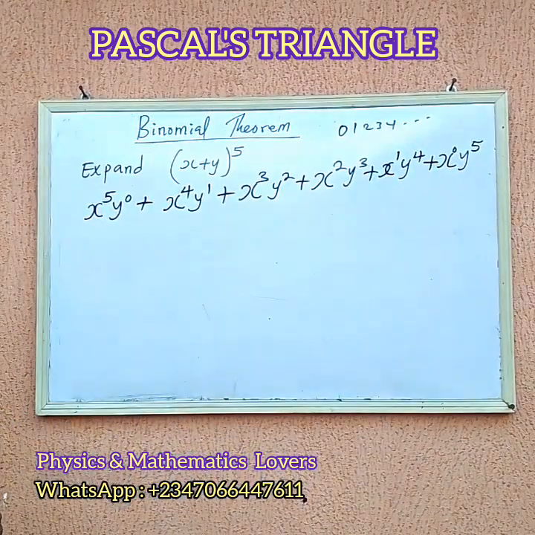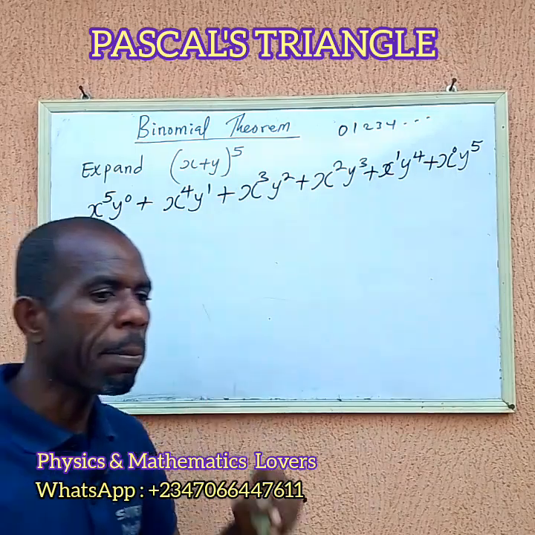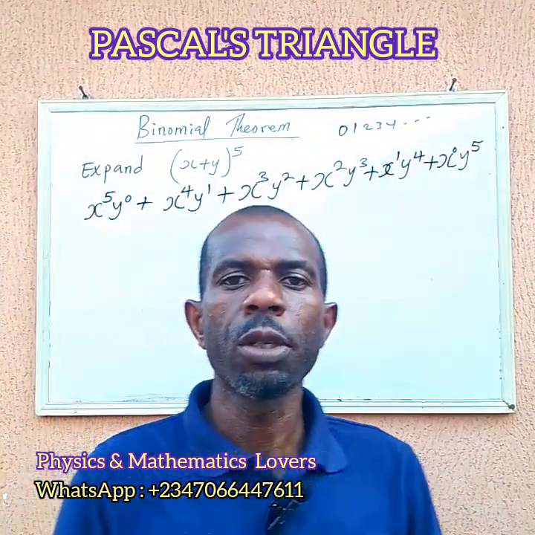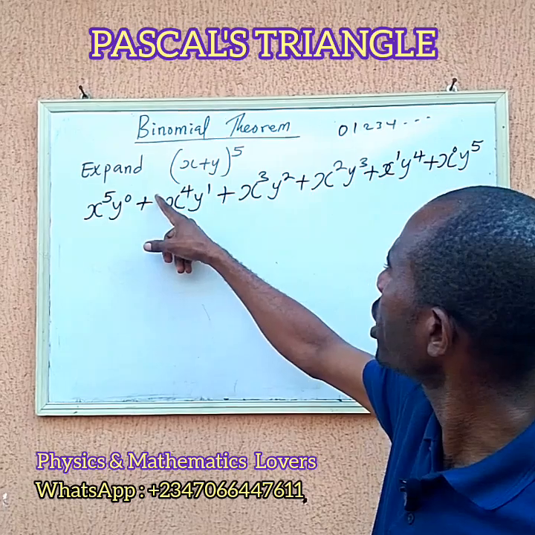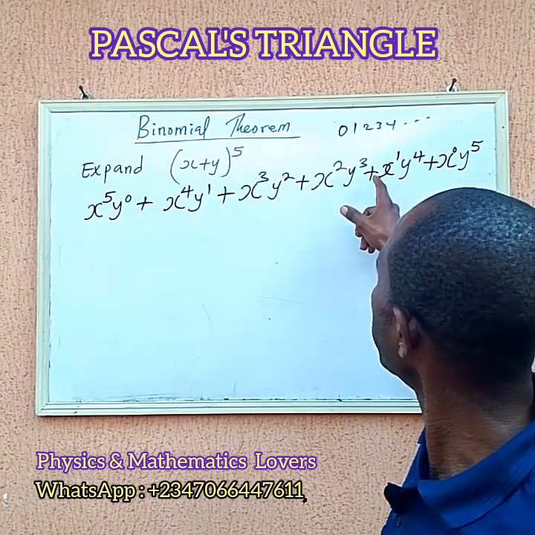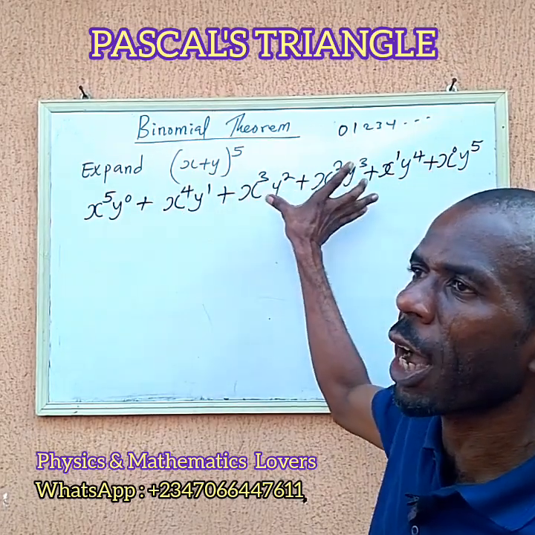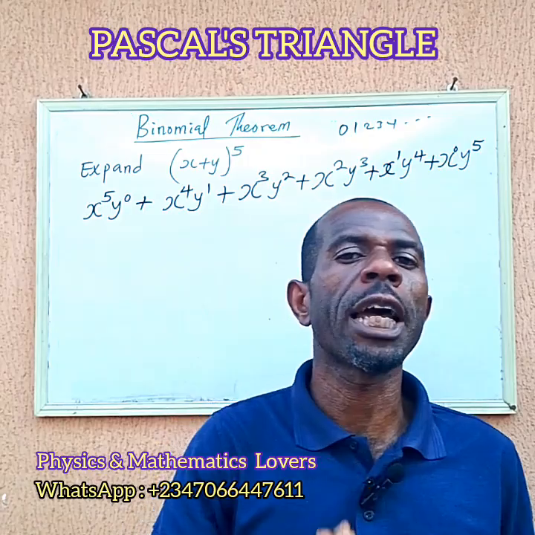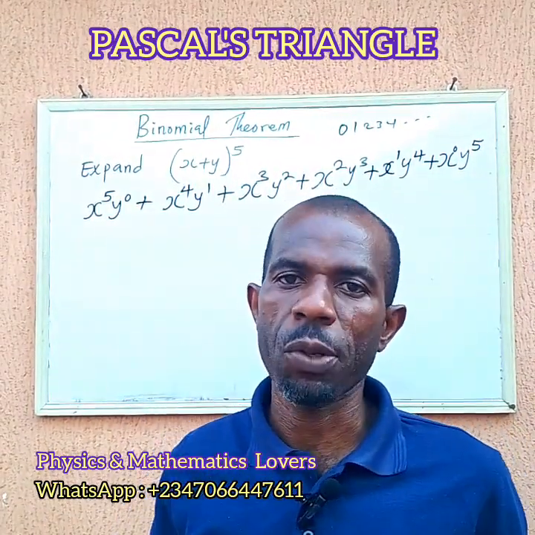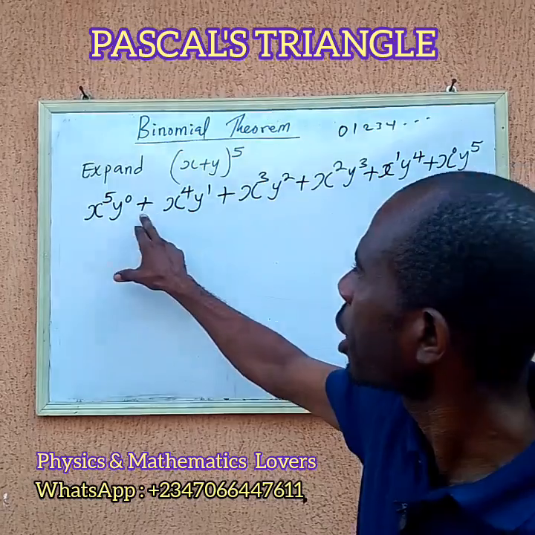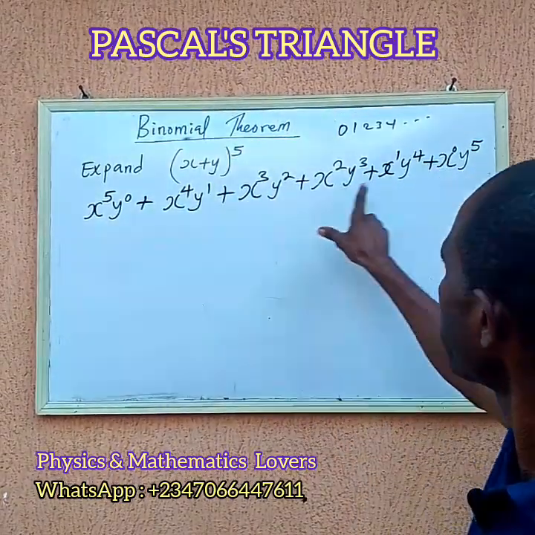So now, having this at the back of our mind, how do we then know the coefficient of each term? There has to be a coefficient for each term. So since we already know how the expansion is going to look, that is why Pascal triangle is very important. We are going to use Pascal triangle to derive all the coefficients here.